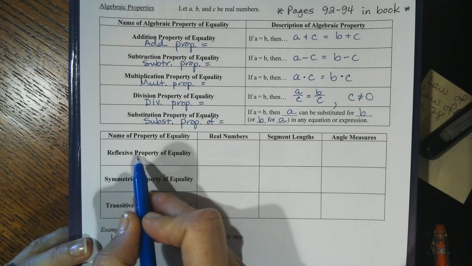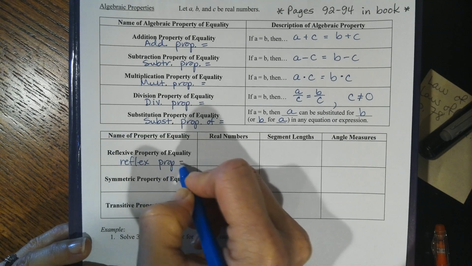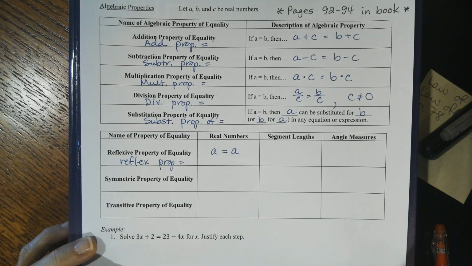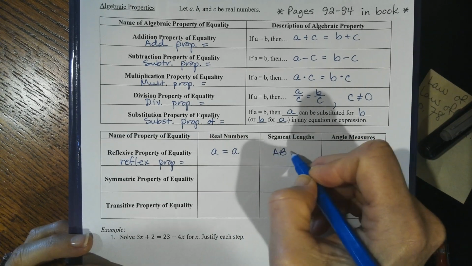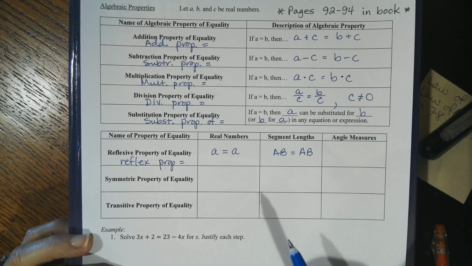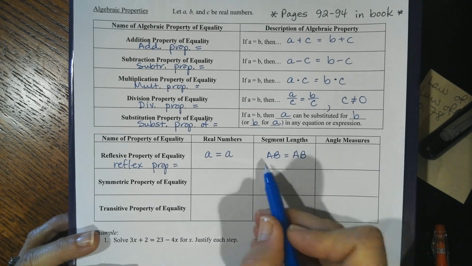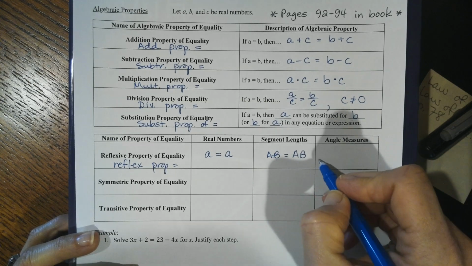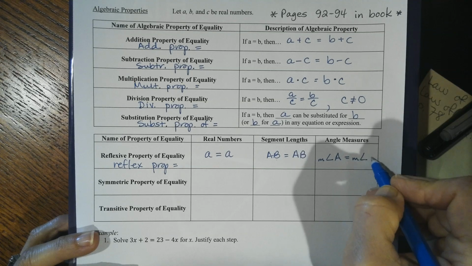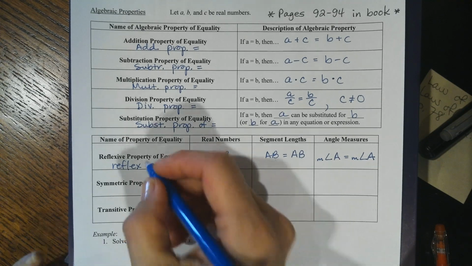And these are the reflexive property. So we can write reflex prop equals. And what it means is every number is equal to itself. Every segment is equal to itself. Now remember, there's no segment sign because that would indicate the shape. This is indicating the length of the segment, just those 2 capitals. And then the measures, the measure of angle A is equal to the measure of angle A. That's what reflexive means. It is equal to itself.